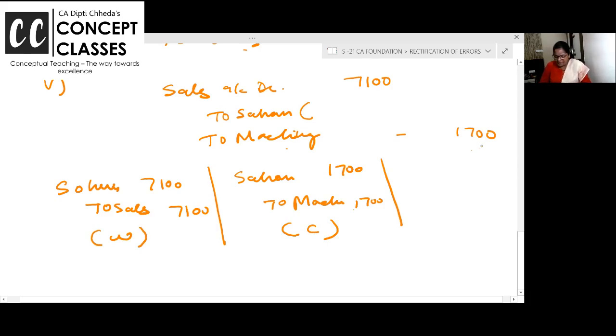Now are you getting wrong entry, correct entry? Machinery not credited, credit. Sales wrongly credited 7100, debit. Sohan should have been debited 1700, but Sohan is debited by 7100. So excess debit 5400 credited. 7100 minus 1700. Is this clear to all of you?